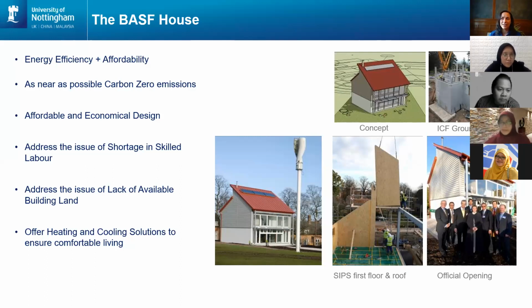Also, we wanted to address the lack of available building land. So it's a very compact house, and offer heating and cooling solutions to ensure comfortable living. Back then, that combination meant they wouldn't be able to do a lot of renewable energy, because renewable energy was too expensive and they wanted it to be affordable. But you can see the result of the house.